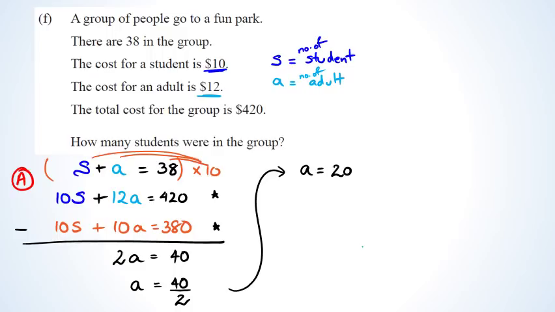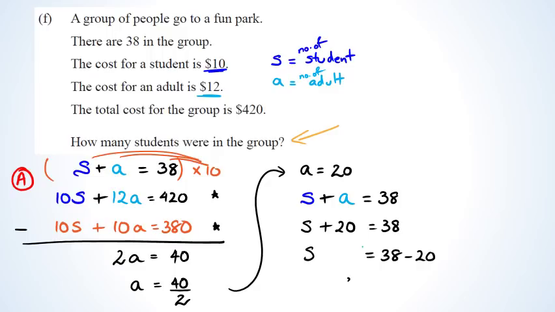which is going to give me A is equal to 20. Now, really important you go and read the question, because in the question they're asking you to find out how many students were in the group. Now, I know that the number of students plus the number of adults equals 38. So I can write this as S plus 20 equals 38. So S equals 38 minus 20. So the number of students is 18. And in terms of grades, this gets you an excellence. Eliminating one variable gets you up to a merit.